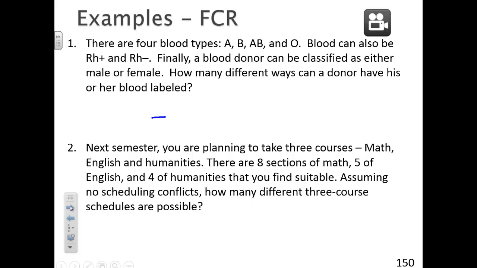So that's one option. And I'm going to put a blank for each option that we have. It can be positive or negative. That's another option. Or they can be male or female. And that's another option. So, 4 blood types, 2 for positive or negative, and 2 for male or female. The fundamental counting rule says that if we multiply those 3 numbers together, we'll have how many different ways we can label the blood. So 4 times 2 is 8, times 2 is 16.